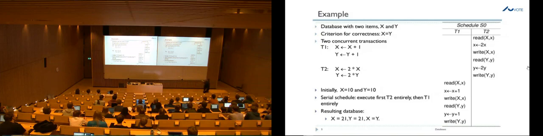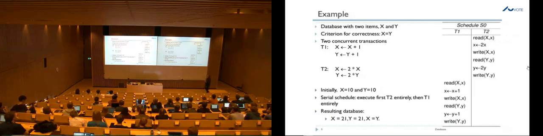So transaction 1 just increases both by 1, and transaction 2 multiplies both by 2. And of course, both of them store new values. So if we do everything correctly, those 2 values should remain equal. Any correct schedule of executing those transactions, any serializable schedule, should preserve that property.